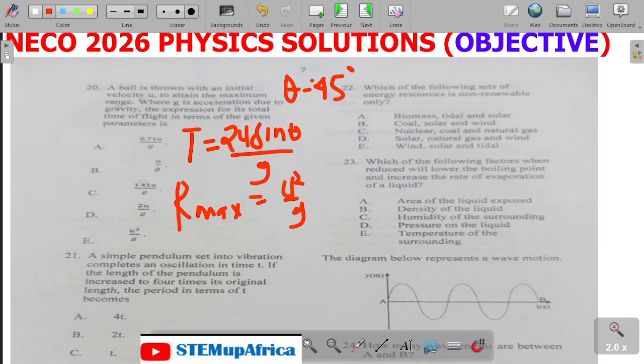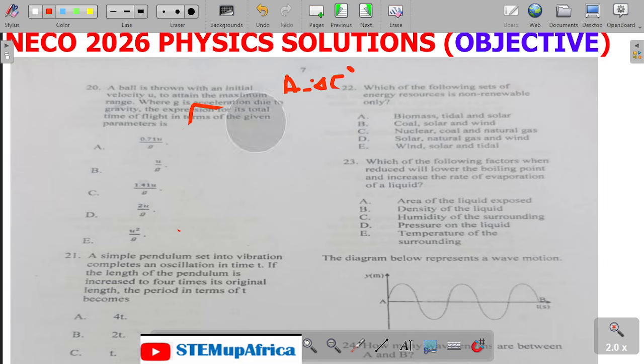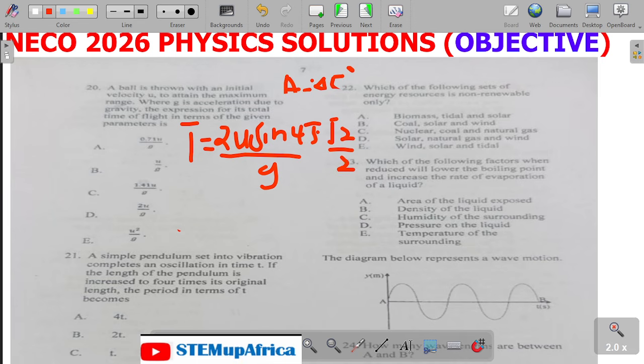So if I substitute 45 degrees into the time of flight, what are we having? We're going to have t equals 2u sine 45 over g. Sine 45 is root 2 over 2, so this 2 will cancel this 2, and we'll have t to be root 2 u over g. Root 2 is 1.414. So the answer is C. 20 is C.